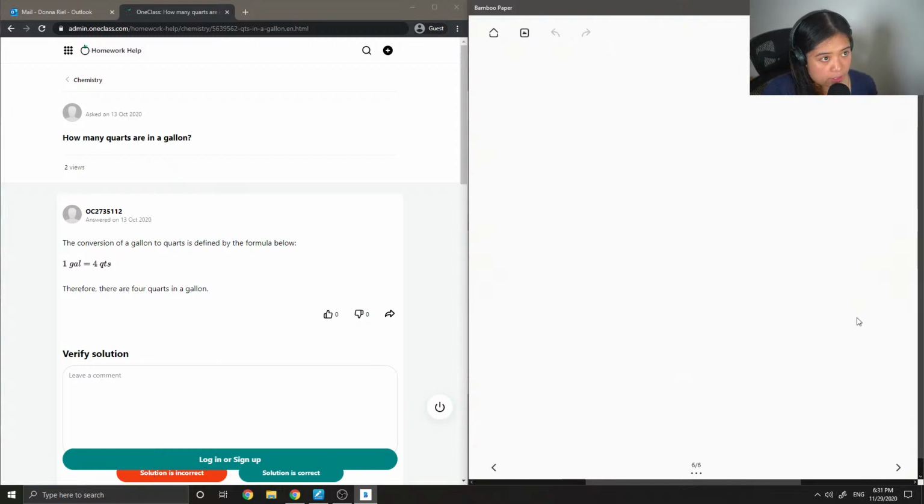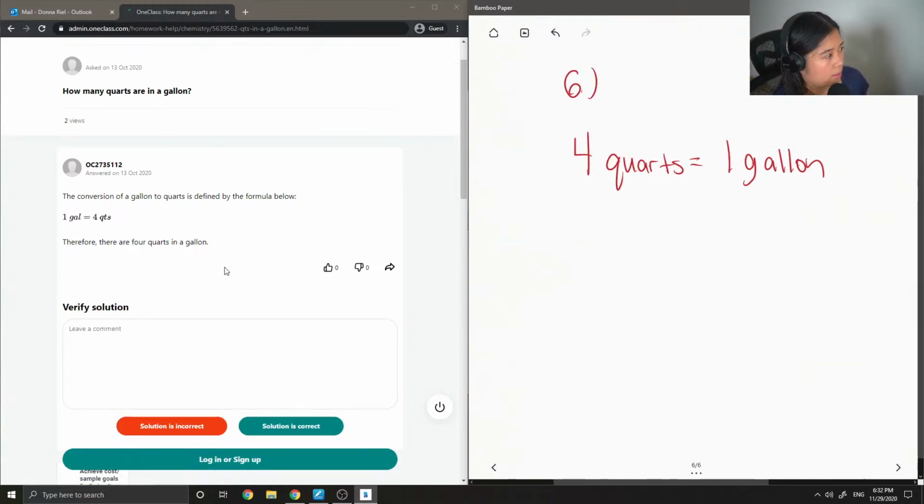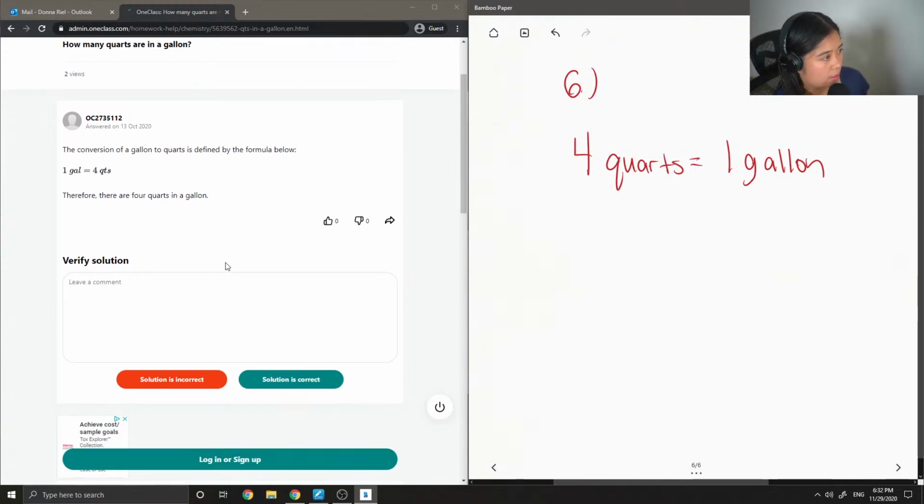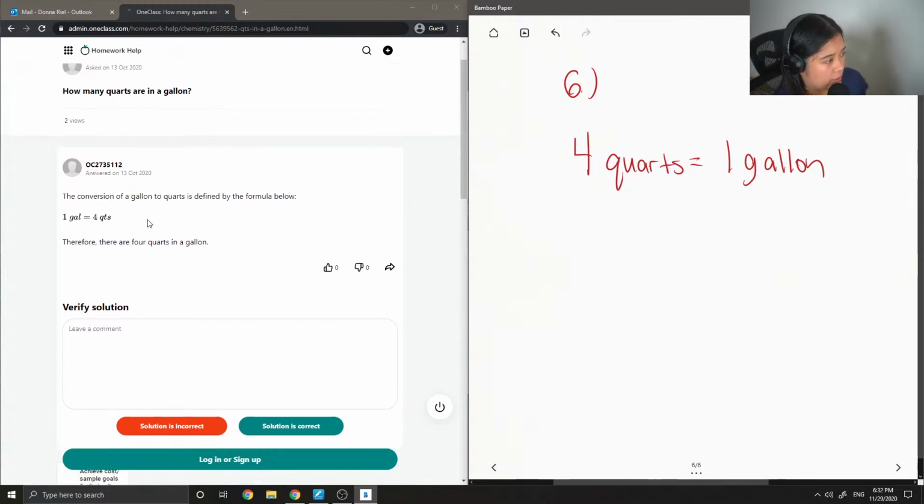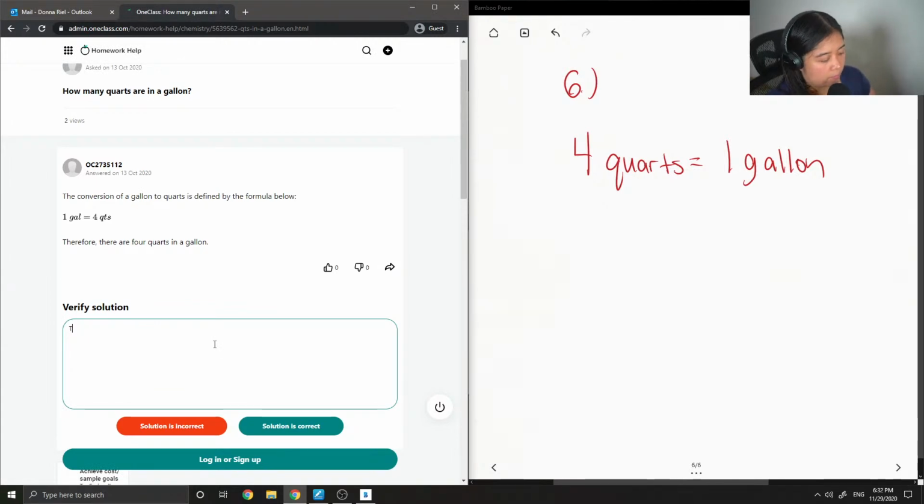On to question 6. How many quarts are in a gallon? There are, in fact, 4 quarts in 1 gallon. The junior tutor said, the conversion of a gallon to quarts is defined by the following formula below. 1 gallon is equal to 4 quarts. Therefore, there are 4 quarts in a gallon. Yep, so this solution is correct.